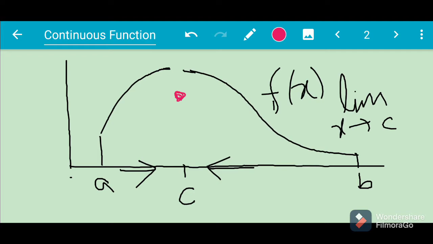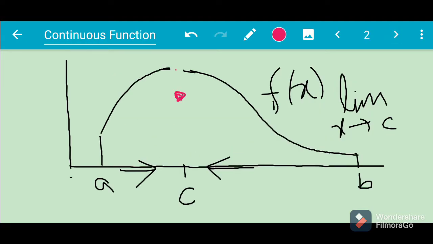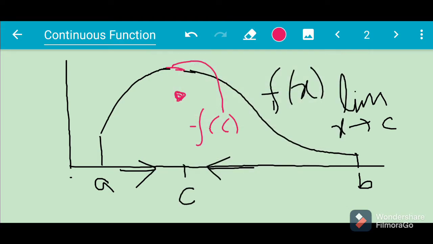So if a function is continuous, then the limit at a point must be equal to the value of the function. It means f(c) must lie on the curve. Okay, f(c) must lie on the curve.